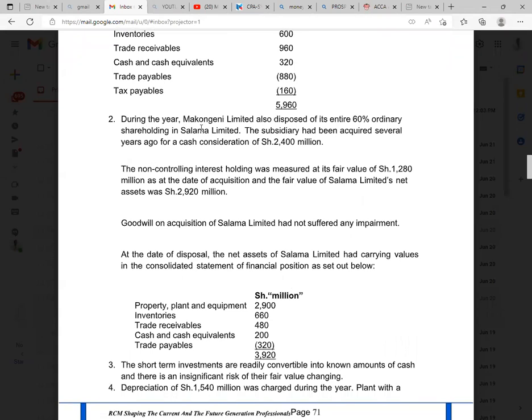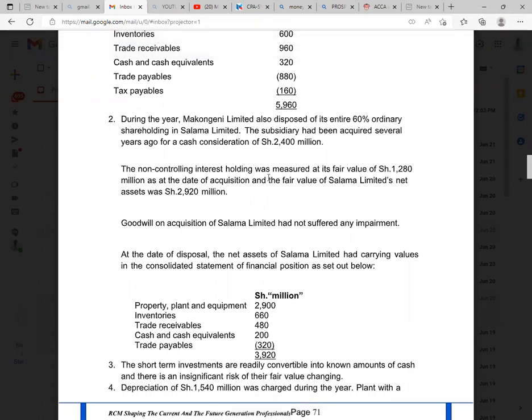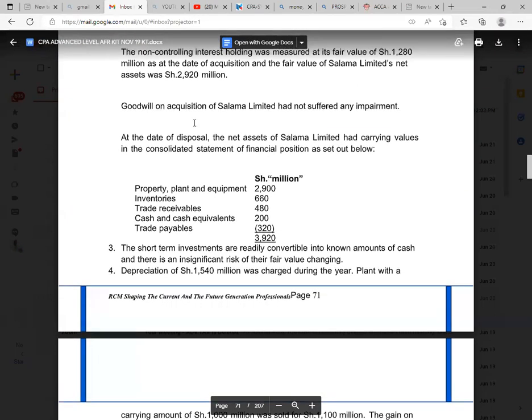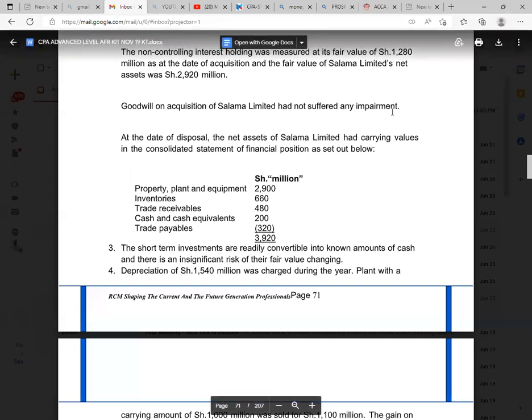Note number two, during the year, Makongeni Limited also disposed of its entire 60% ordinary shareholding in another subsidiary called Salama Limited. The subsidiary had been acquired several years ago for a cash consideration of 2,400. The NCI was measured at its fair value of 1280 as at the date of acquisition, and the fair value of Salama Limited's net assets were like that. Goodwill on acquisition of Salama Limited had not suffered any impairment.